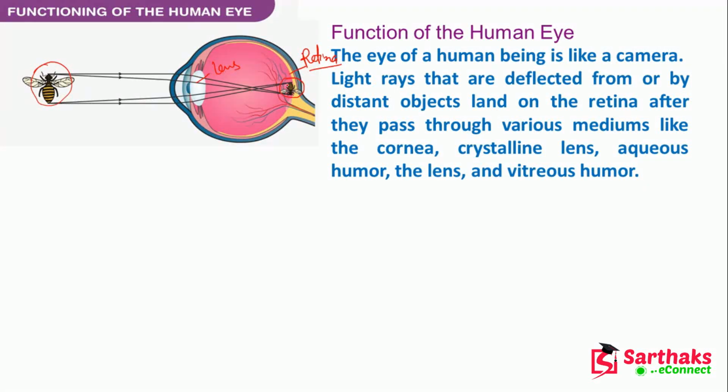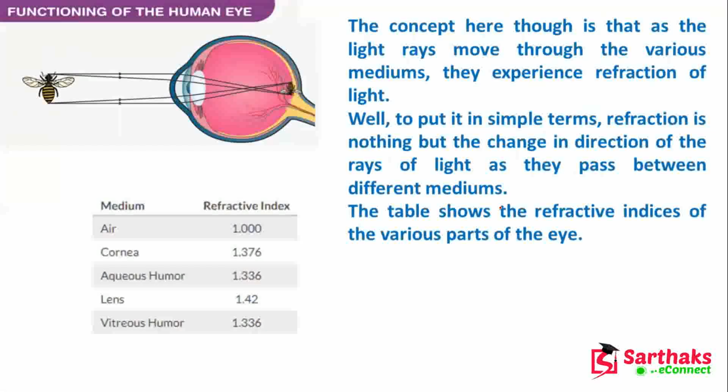So the light passes through various mediums like the cornea, aqueous humor, the lens, and vitreous humor, and then it will come to the image. So there are several layers: the cornea, crystalline lens, aqueous humor, the lens, and vitreous humor. Several mediums are there. So we will see that thing here.